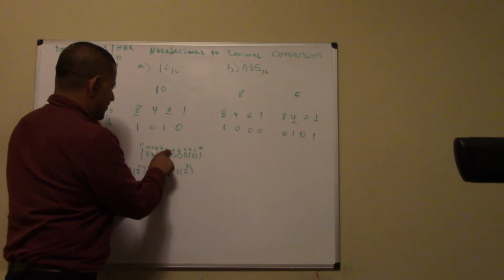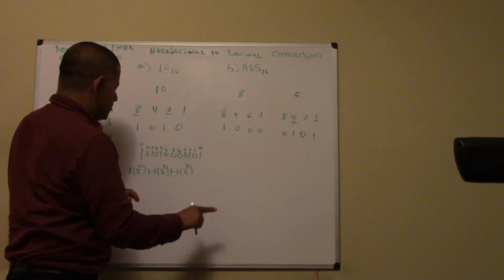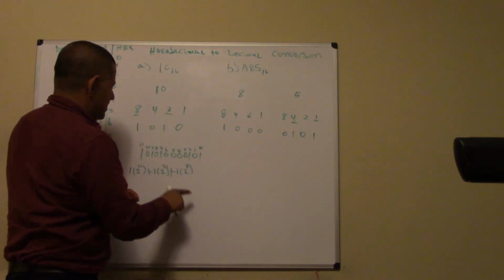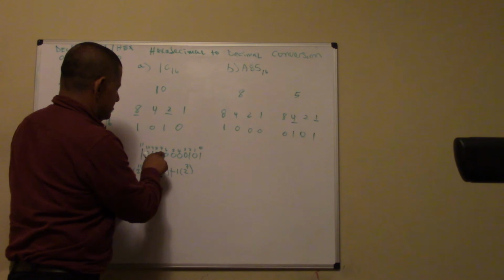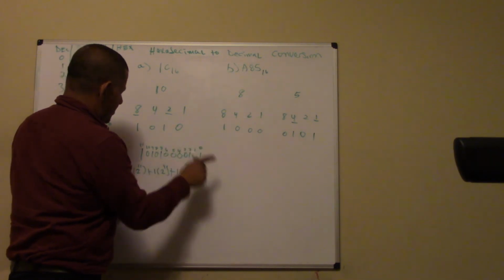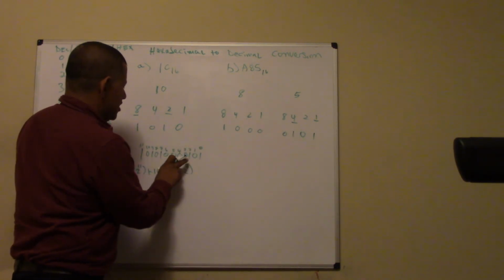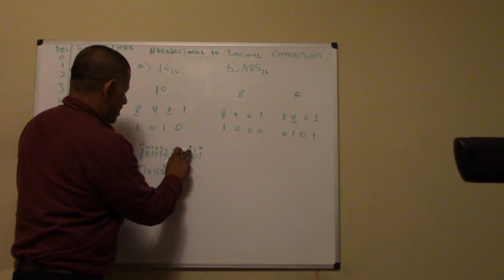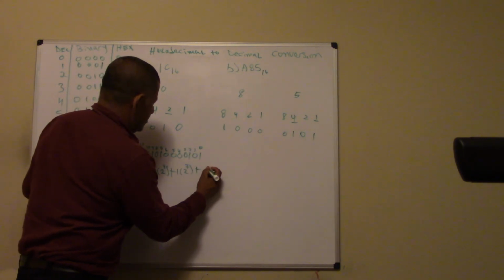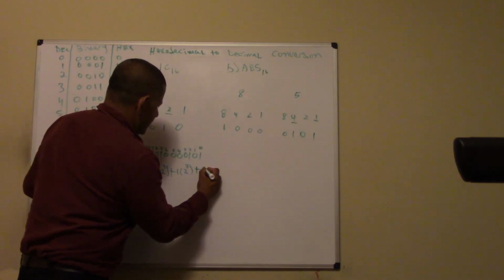So 6, 5, 4, 3. I don't have to worry about it. I don't have to worry about 6, 5, 4, and 3, right? So I just do 2.